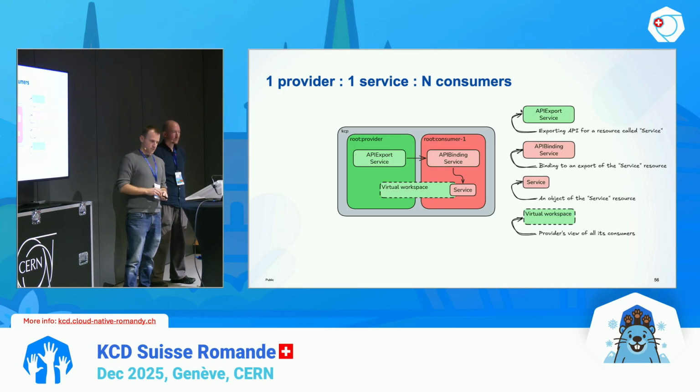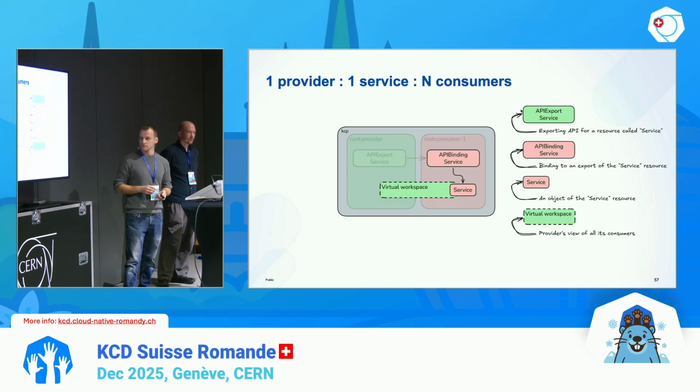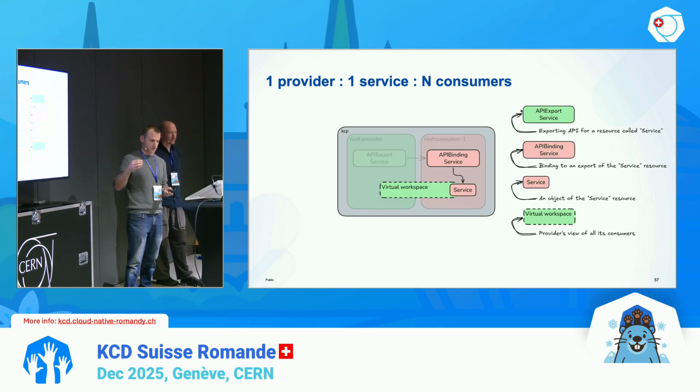Now, back to being a provider, what more can you do? How can you support your consumers that are using your service that you are exporting? Well, there is this thing called a virtual workspace that you as a provider own and is linked to your API export. And using that, you can observe all your consumers who are binding to your export. So it looks like this.